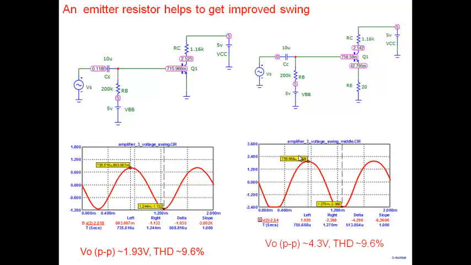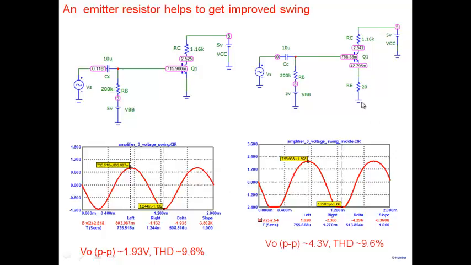So, a 20 ohm resistor. What has it done? Let's come back and see. You are saying, okay, I get a swing of 4.3, much higher. I must have lost something in the process. You don't get something for nothing, right? That's never going to happen. So what did you lose in the process?